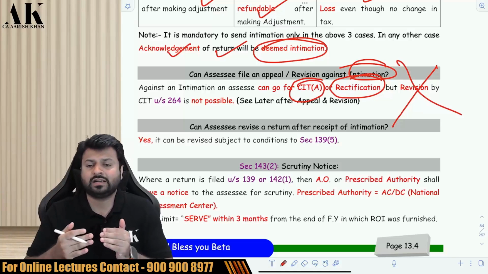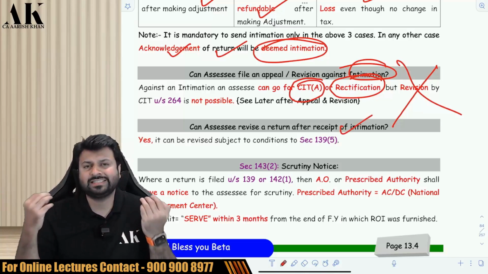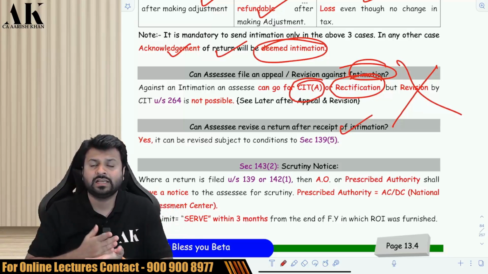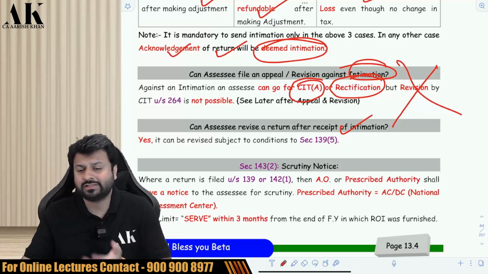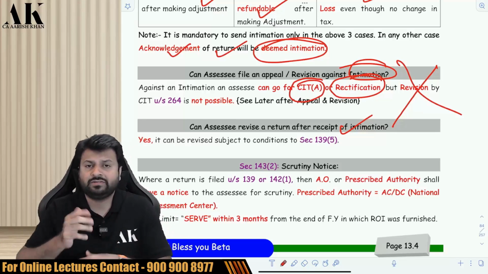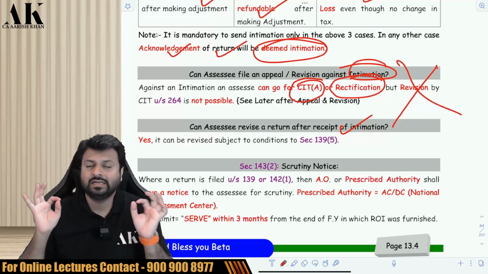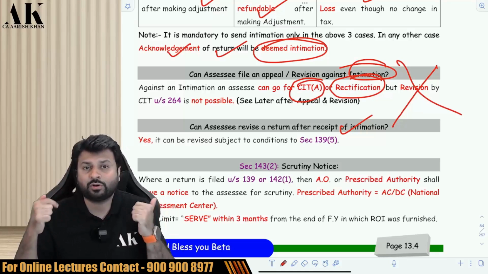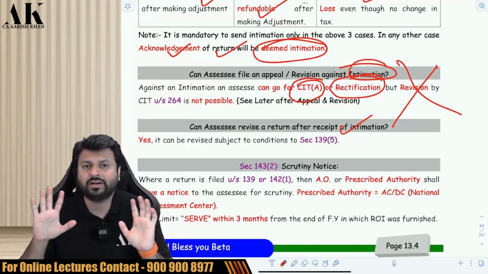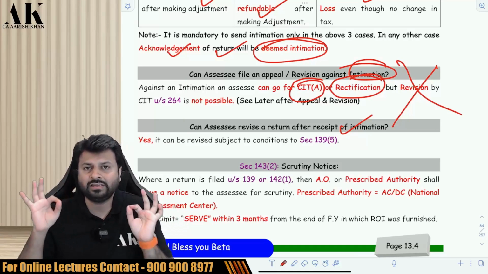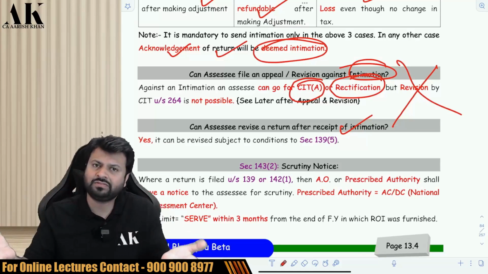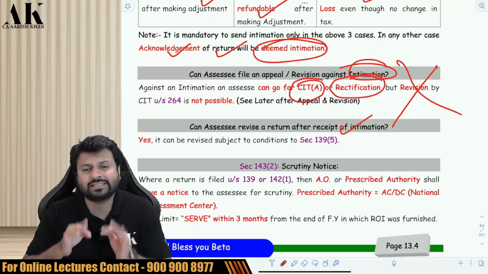Can I revise a return after receiving an intimation? The answer is yes. The time limit to file a revised return is by the end of 31st December or before completion of assessment, whichever is earlier. Receiving an intimation does not mean that your assessment is completed. This is not an assessment. This is just a processing of return, and processing of return is not an assessment. So you can revise your return by 31st December or before completion of assessment.